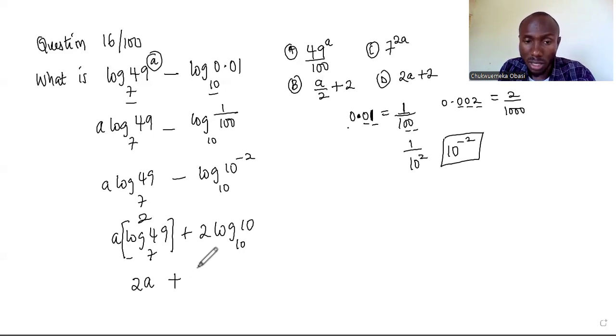I don't know if you're getting this stuff. Then log 10 base 10 is going to be what? 1, and 2 times 1 will give us 2. So the answer is 2a plus 2. And that is option D.